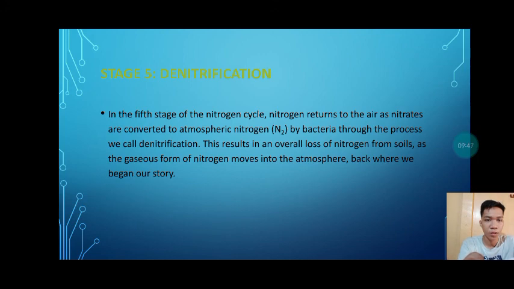In the fifth stage of the nitrogen cycle, nitrogen returns to the air as nitrates are converted to atmospheric nitrogen by bacteria through the process we call denitrification. This results in an overall loss of nitrogen from the soil as the gaseous form of nitrogen moves into the atmosphere, back where our story began. The cycle of nitrogen keeps repeating.